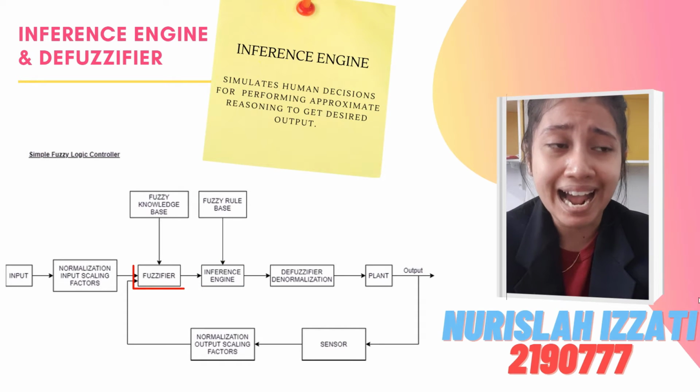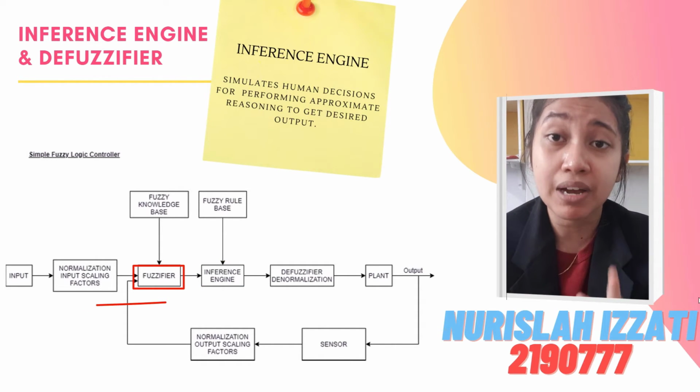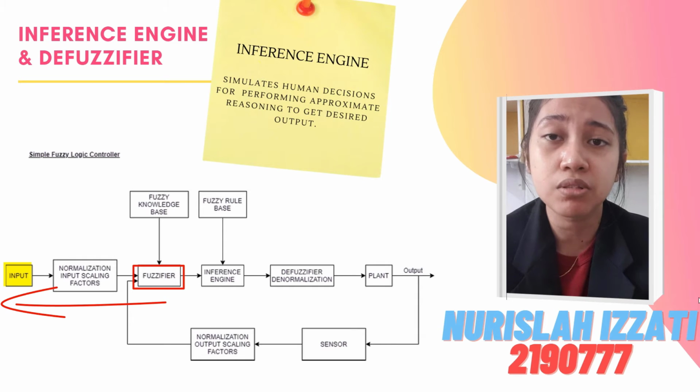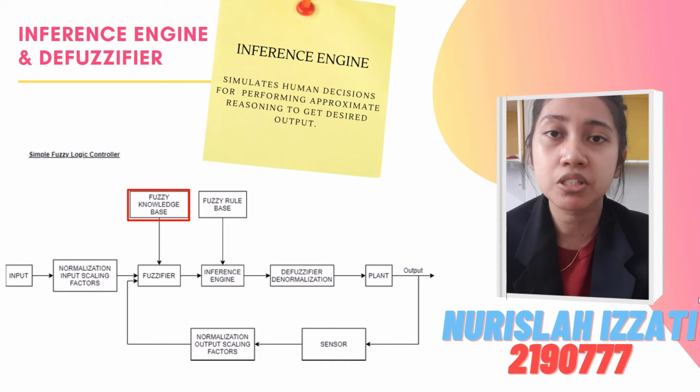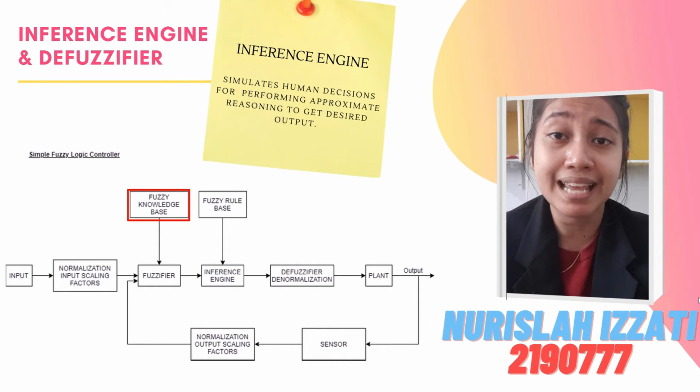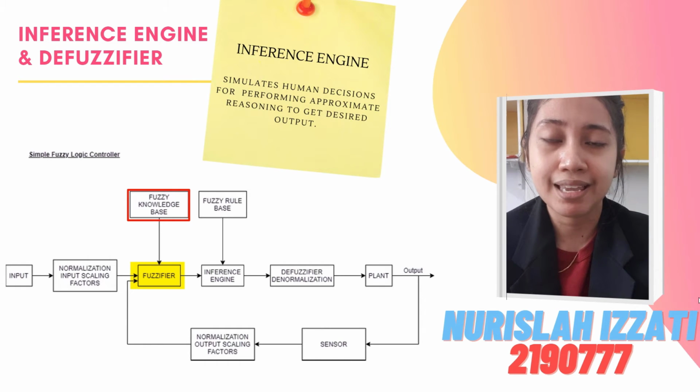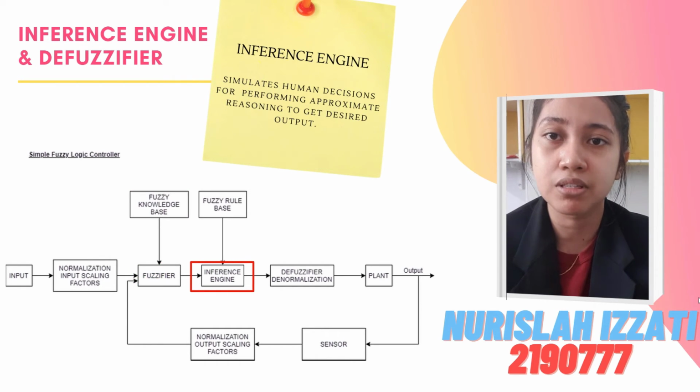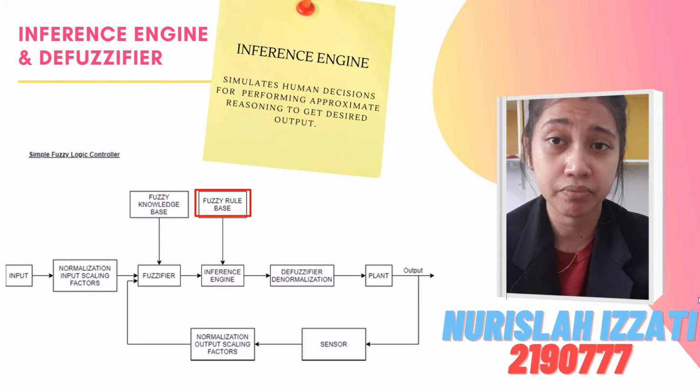So we have the fuzzifier, and this fuzzifier will convert the input crisp values into input fuzzy values, and we have the fuzzy knowledge base which provides the required relationship between the input fuzzy values and the output fuzzy variables, and it will also define the membership function for this input that can perform the required fuzzy approximate reasoning to get the desired output with the help of the knowledge or logic we get from the fuzzy rule base.